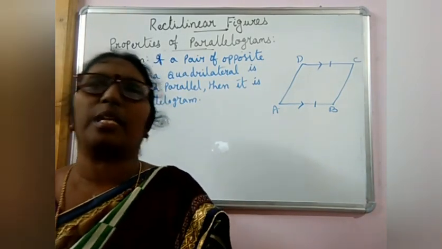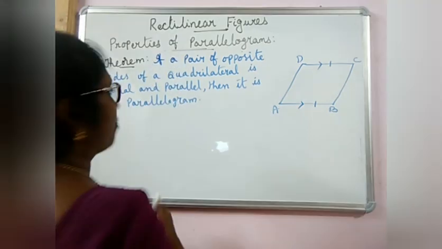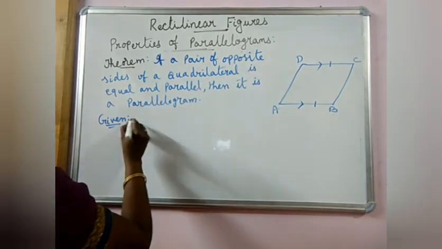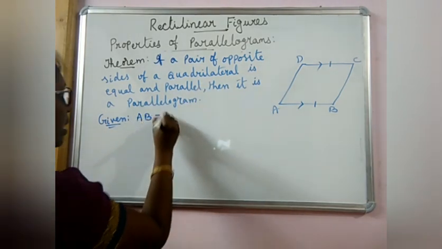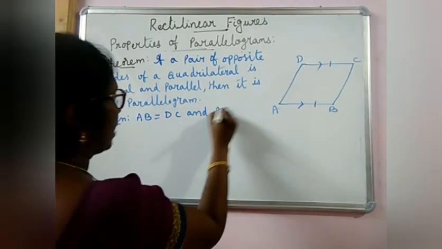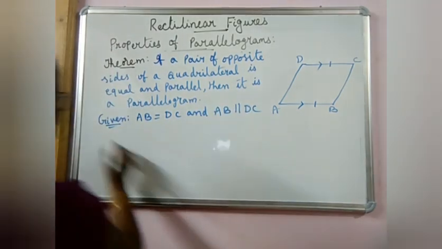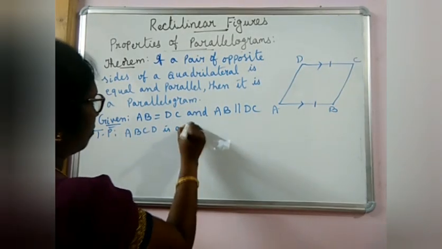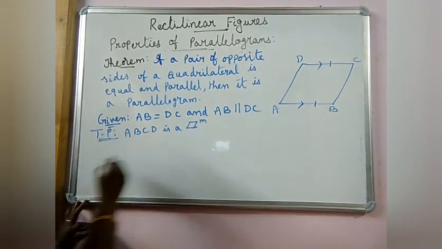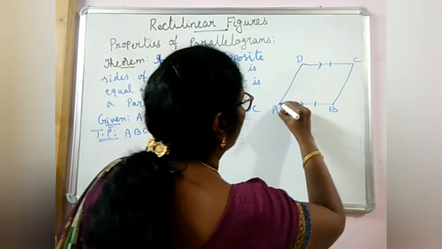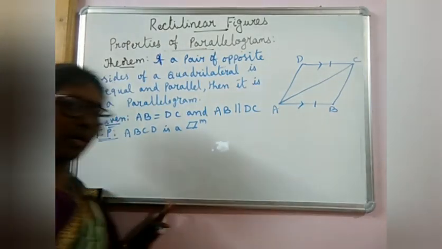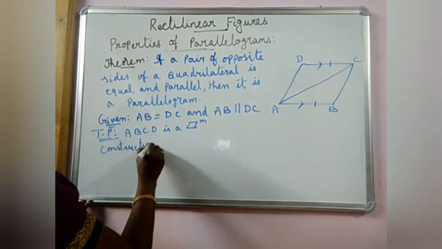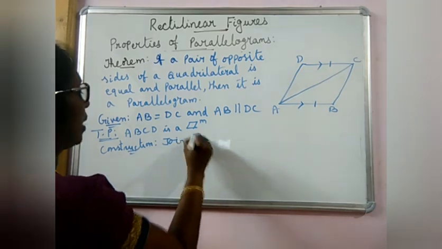That is already proved and it became a theorem. But let me prove it. So what is given to us is, in the quadrilateral ABCD, AB is equal to DC and AB is parallel to DC. That is given. We have to prove that ABCD is a parallelogram. You have to join either AC or BD. That is the construction step. Construction: join AC.